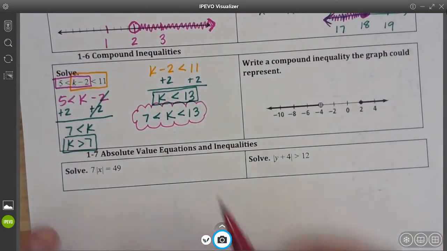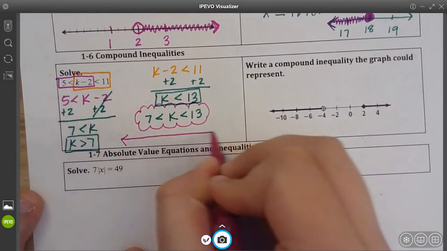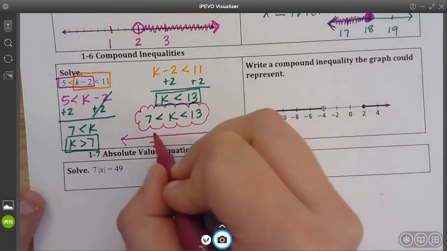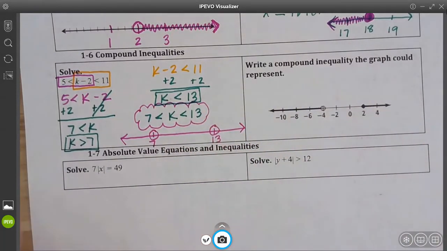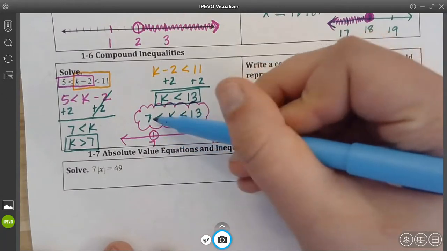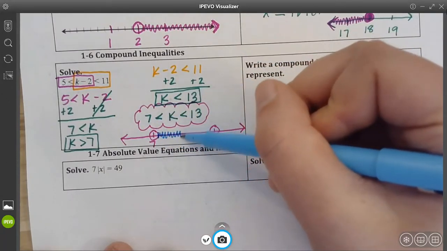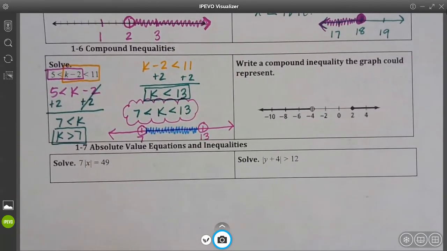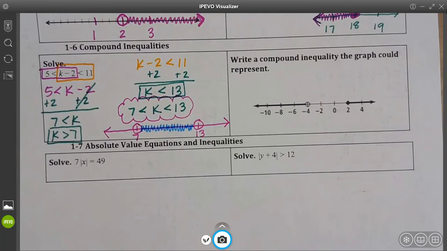If we wanted to graph this, we need a place for 13 and we need a place for 7. They're going to be open circles because k is greater than and less than. There's no bar underneath of those lines. And when we are greater than one but less than the other, we shade in the middle between those two circles. And then we're going to kind of go backwards for our next problem, where we want to write the compound inequality of the graph by looking at the number line.